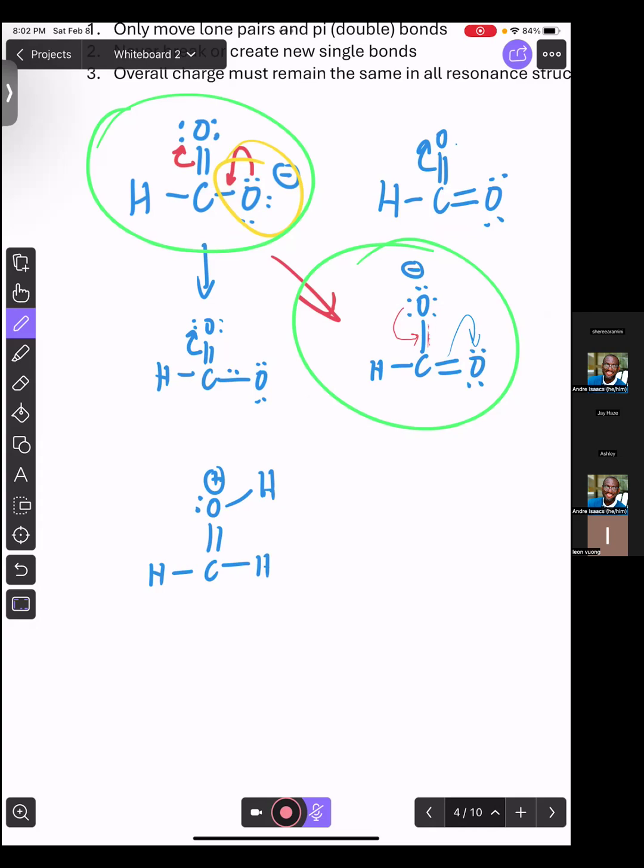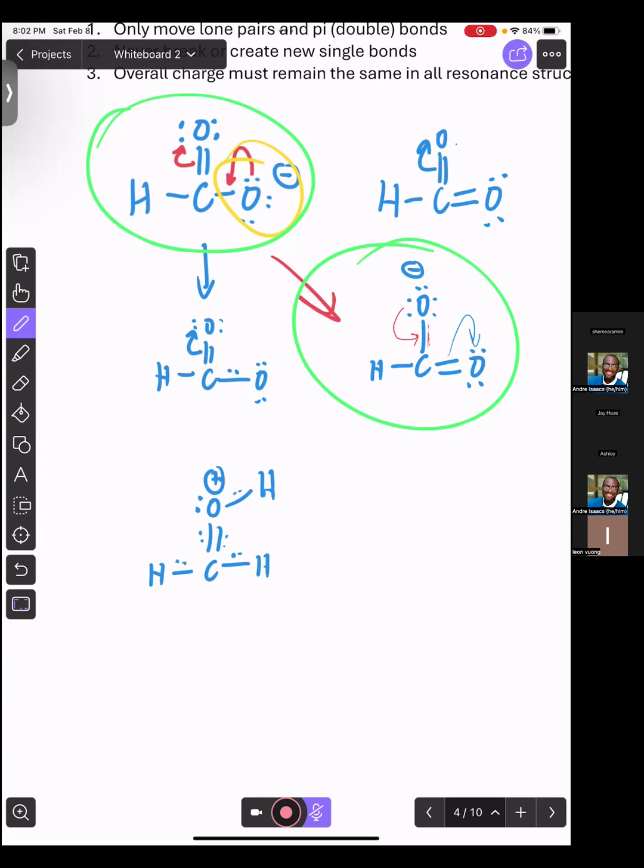Remember, we cannot break single bonds ever, right? So we can move the electrons from the pi bond. We can only move electrons, not atoms, only move electrons. And so these are our options. We have 2 electrons here. We have 2 electrons here. We have 2 here, 2 here, and 2 here.